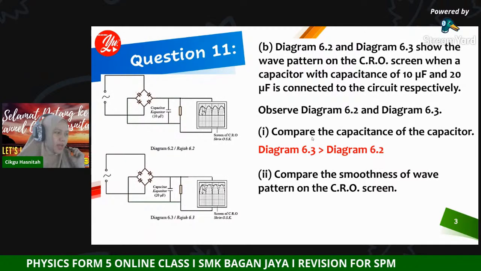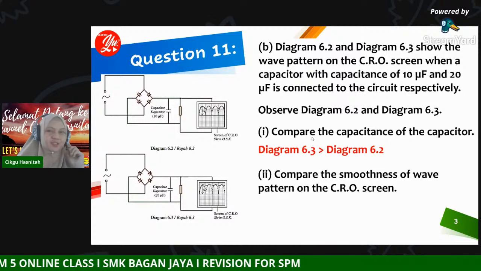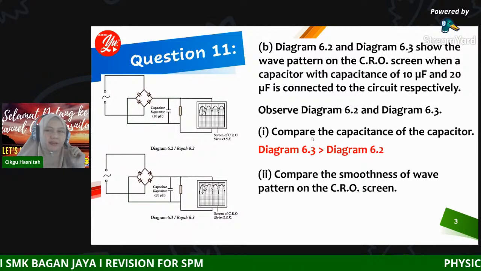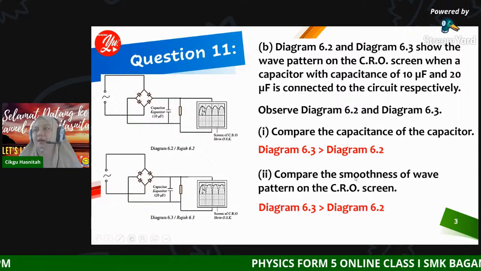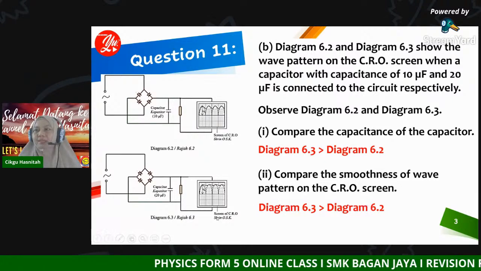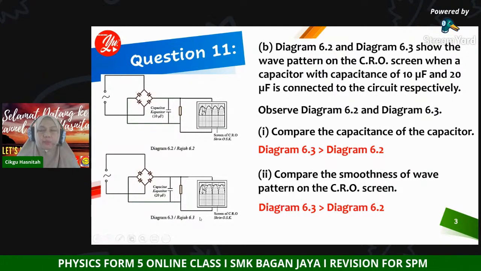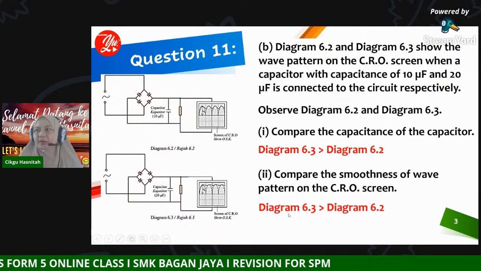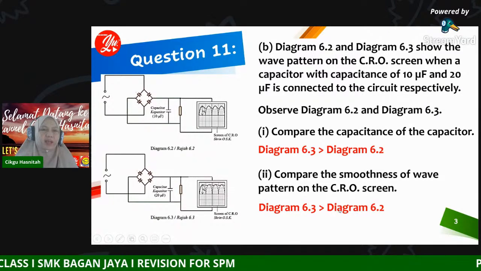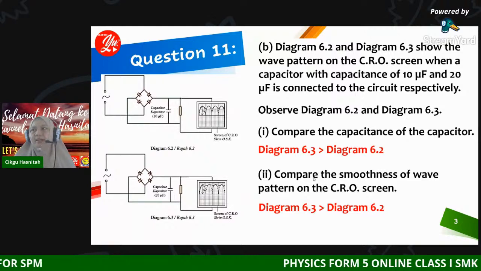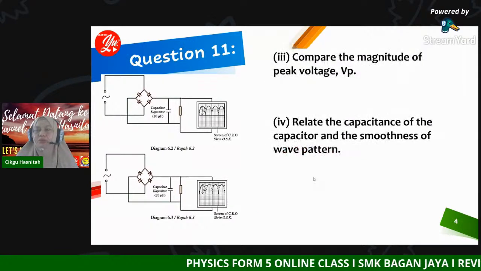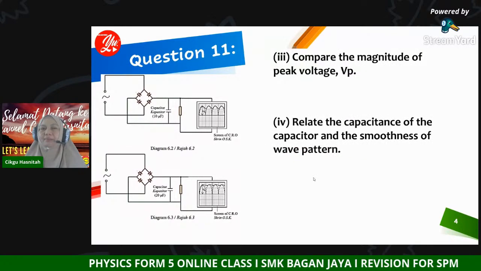So what do you say? Yes, 6.3 greater than 6.2. Okay, so you can see the smoothness of the wave on the CRO screen shown in diagram 6.3 is greater. So diagram 6.3 is greater than 6.2 in terms of smoothness. All right, so that goes for B2. Now we go to B3.